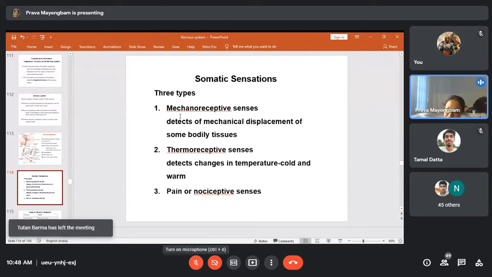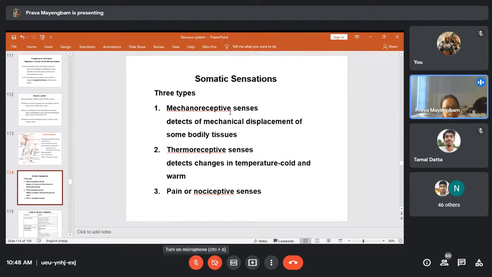So under these mechanoreceptive senses, multiple number of sensations will come. That means the mechanoreceptive senses detect the mechanical displacement of some bodily tissues. Through the thermoreceptive senses, it will detect the changes in temperature, cold and warm. And through pain or nociceptive senses, it will sense the pain.